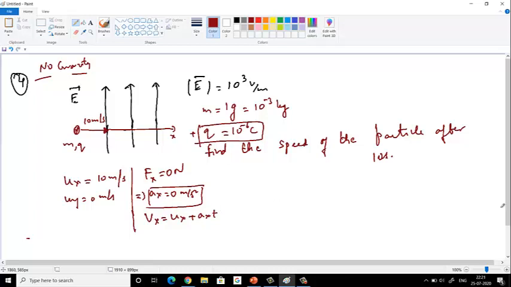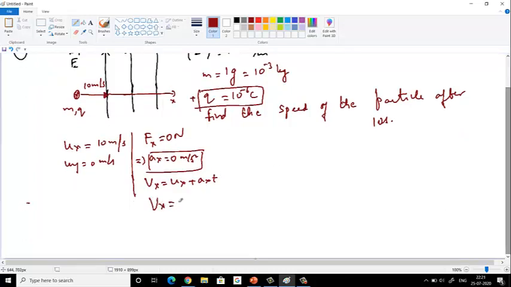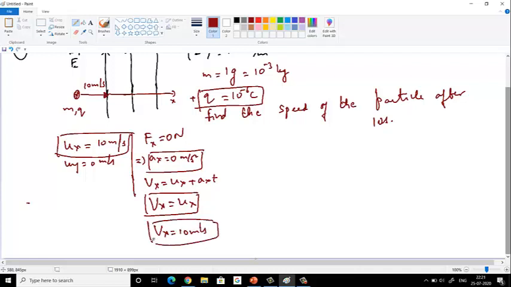Now, Vx is equal to ux plus ax into t. But what is ax? 0. So what will you get? Vx is equal to ux. That means velocity did not change. After 10 seconds also, the velocity is going to remain 10 meters per second. Alright, so this you must have understood now clearly. Vx is equal to ux because ax is 0. Why is ax 0? Because there is no force acting in the x direction.